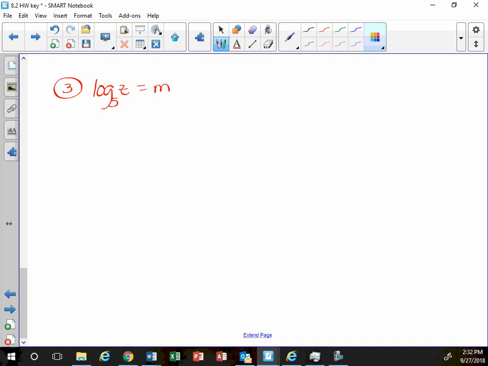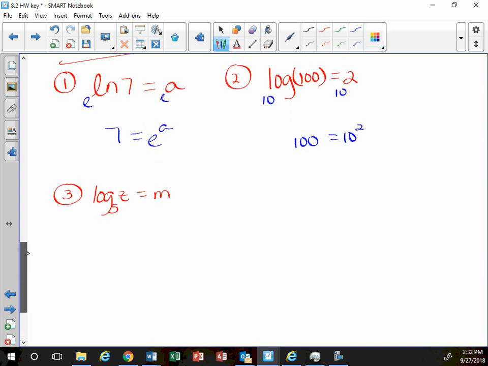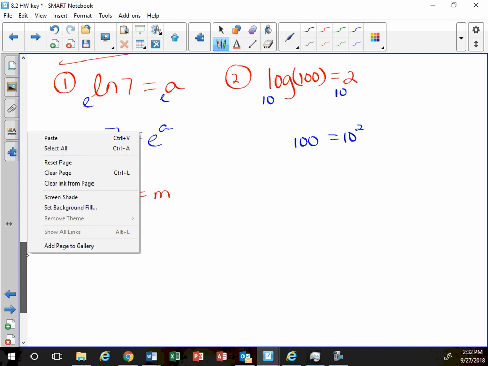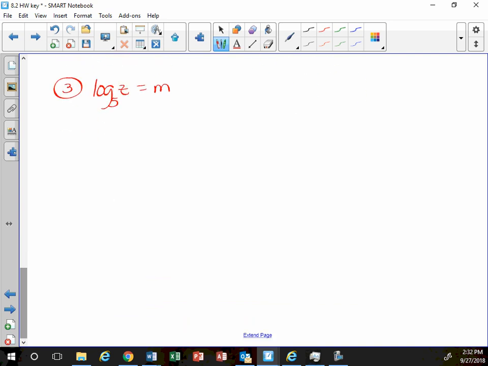No. There was no base written, right? Yeah, where's the base? Oh, I wrote it different. And the base is always like a subscript, is that what it's called? Oh, look at that.